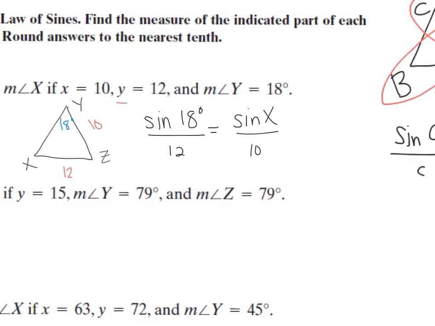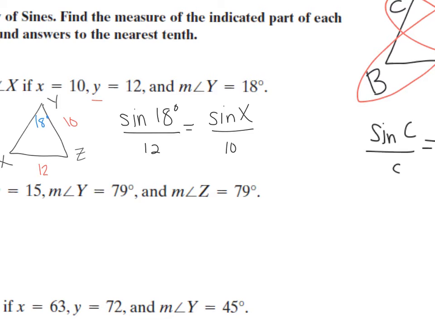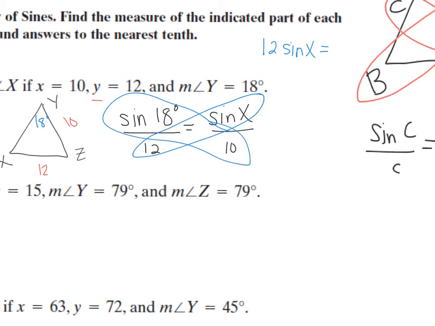So it doesn't matter if you put the sines on top or on the bottom, as long as you keep being consistent. So I need to put both side lengths on the bottom, both angles on the top. And now I'm going to solve this proportion by cross multiplying. So I write 12 sine of x equals 10 sine of 18. To solve for x, I divide both sides by 12. And now I have sine of x equals 10 sine of 18 over 12.